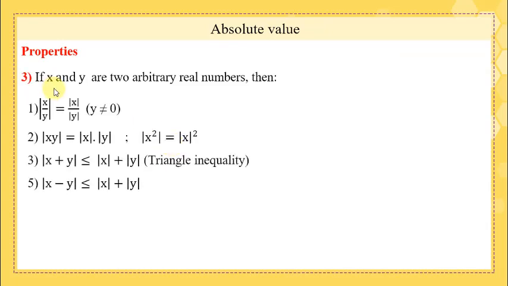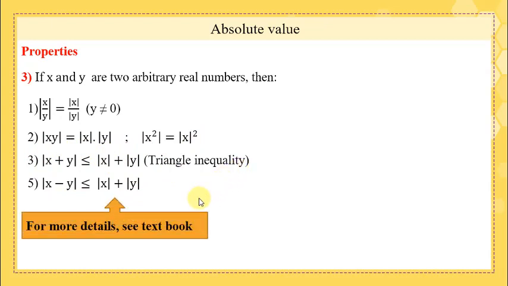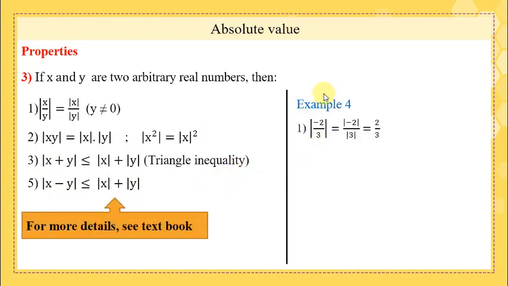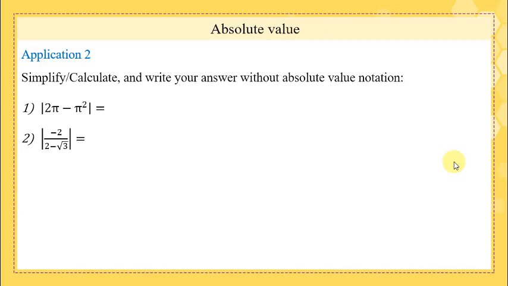Properties. If x and y are two arbitrary real numbers, then we can distribute the absolute value over numerator and denominator. We can distribute absolute value over multiplication, and if we have a square inside the absolute value, we can put the square outside. And these two inequalities, one of them is the triangle inequality, and for more information, see the textbook. Here, an example: absolute value of minus 2 over 3 equals 2 over 3, and absolute value of minus 4x, we distribute the absolute value to get 4 times absolute value of x. Application 2. Stop the video and calculate.